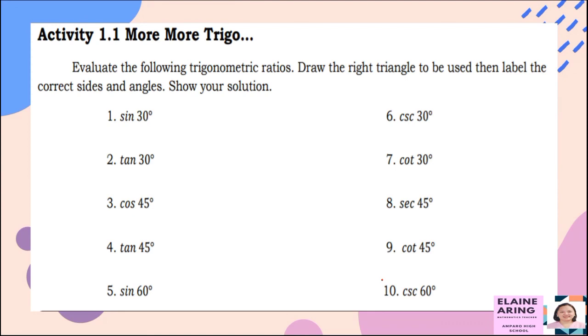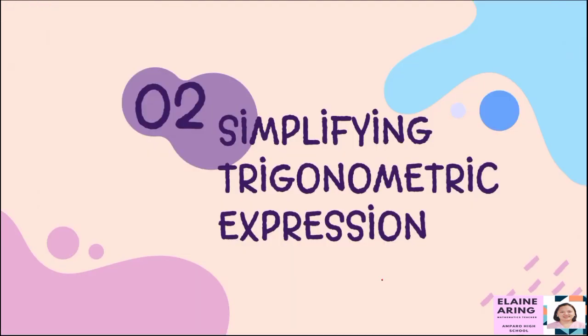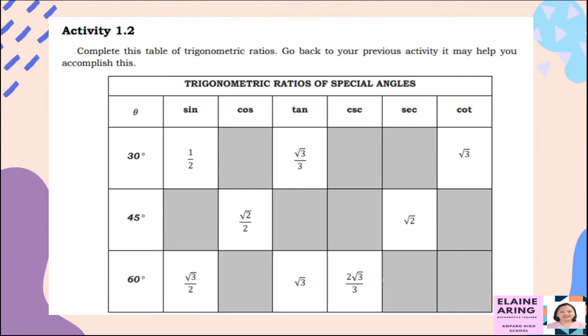Okay? So, for your activity, ito yung sasagutan ninyo on your own. Same with this, activity 1.2. Then, another lesson natin would be simplifying trigonometric expressions. So, madali lang naman to. So, how to simplify it? So, for example, number 1, sine 30 degrees plus cosine 60 degrees. So, si sine 30 degrees, kapag pare-parehas lang naman kasi yung value niyan. Kung natapos nyo yung activity 1.2, pwede na kayong tumingin dito. Okay?